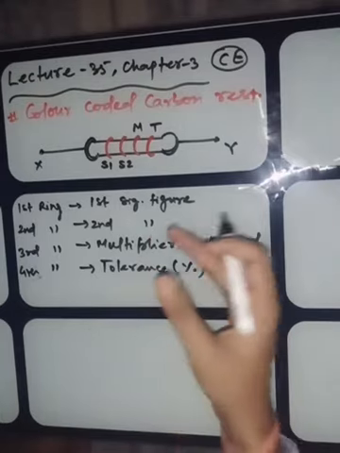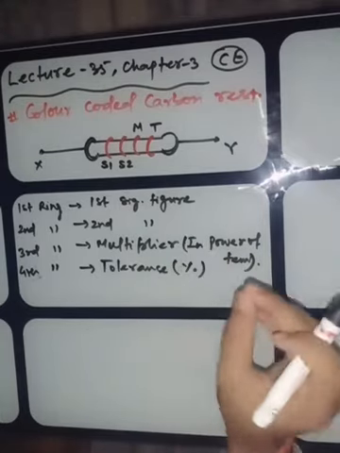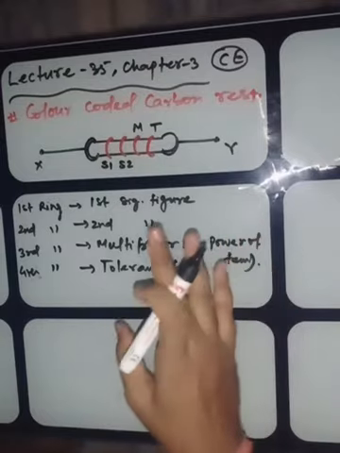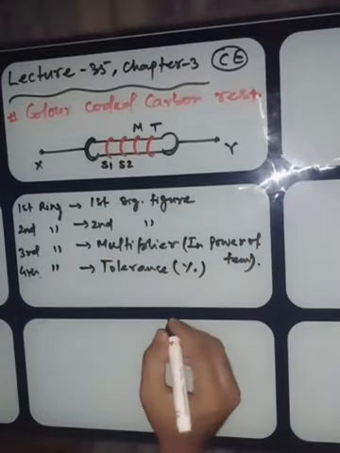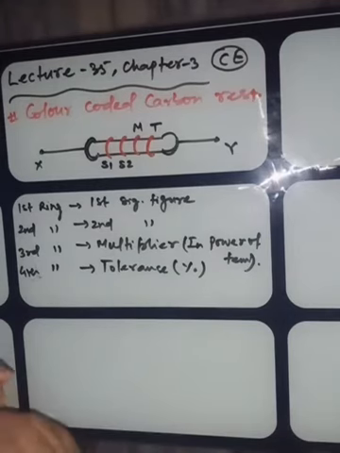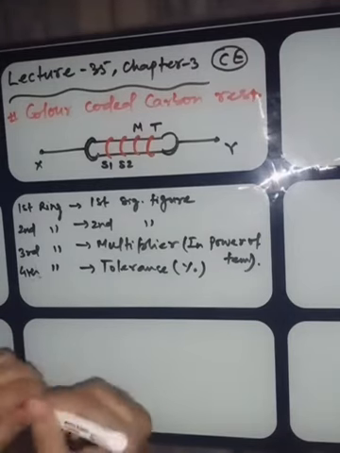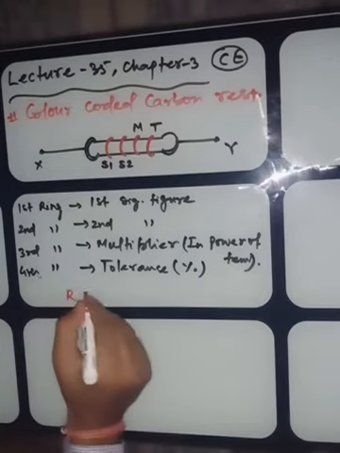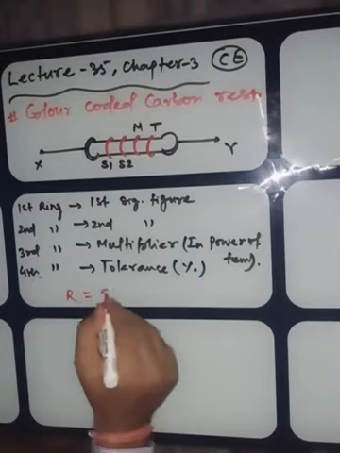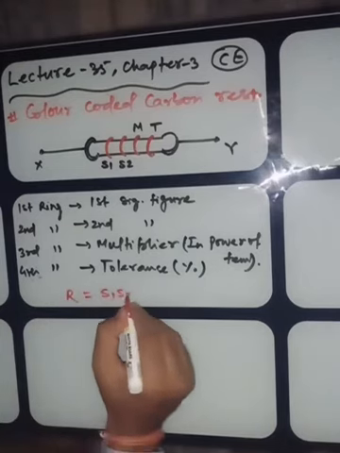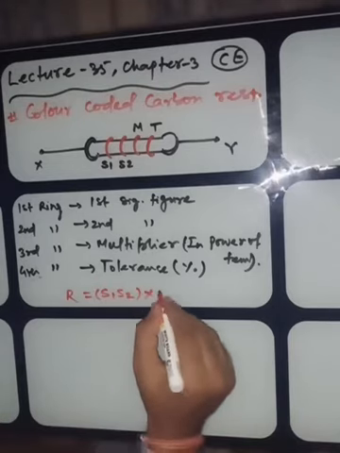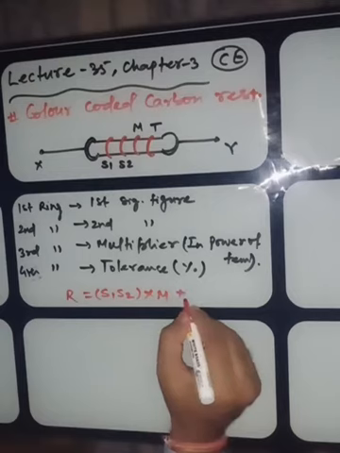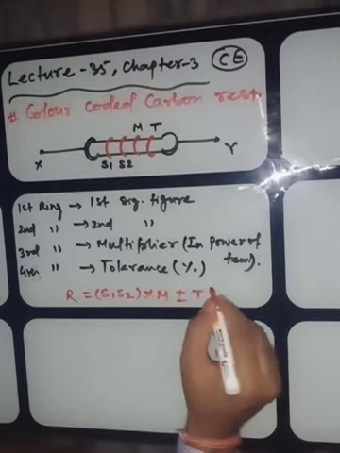This percent, 5 to 20%, is given in your NCERT book. How it will be, we will study. But overall, you have to write the resistance in this way. The formula of resistance, which is very important, is R equals significant figure 1, significant figure 2, multiplied by the multiplier, plus or minus tolerance.